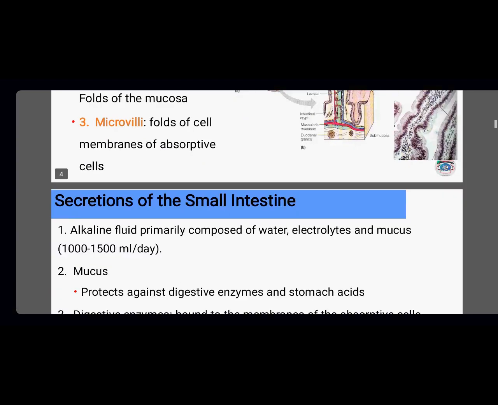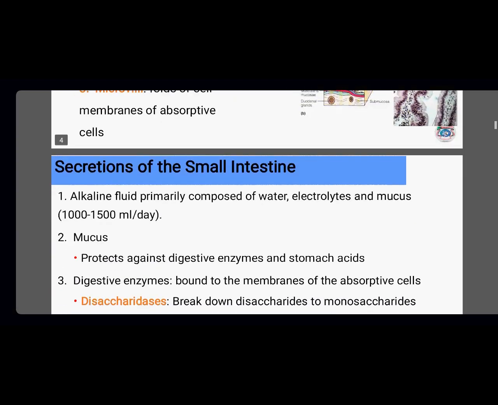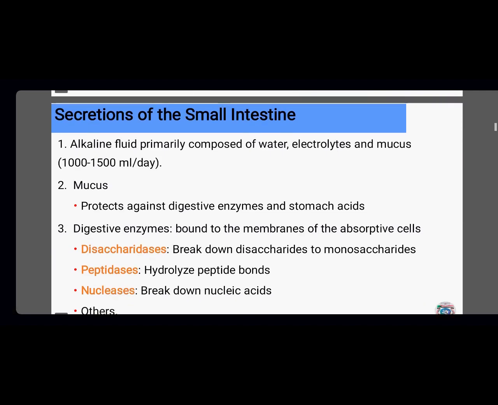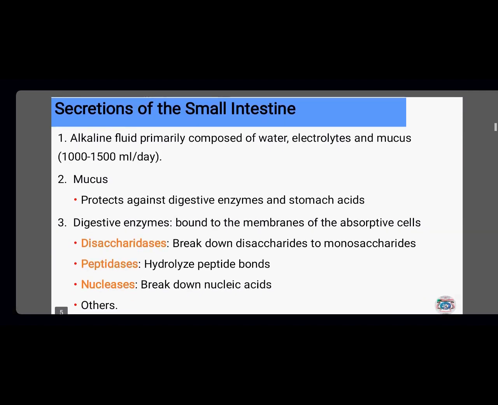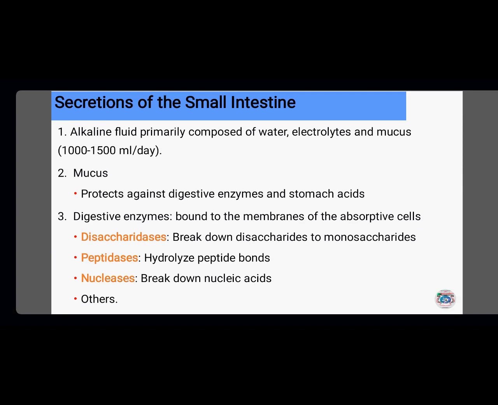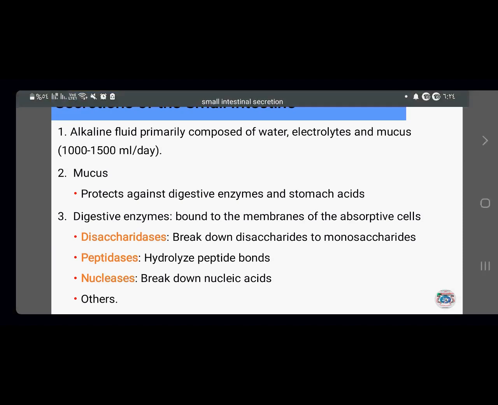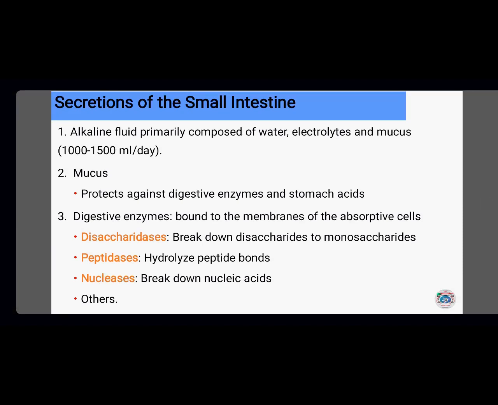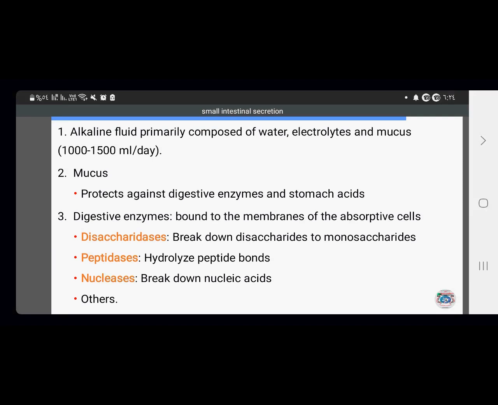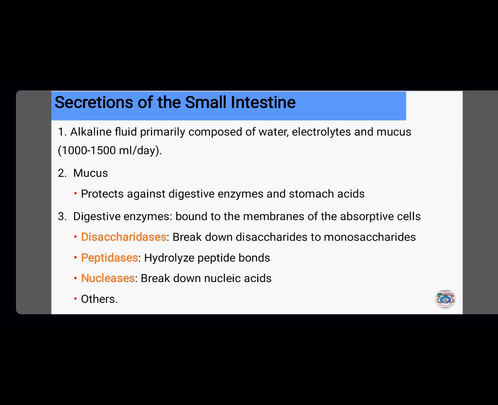Slide 5, secretion of the small intestine. The secretion of the small intestine is composed of 3 main substances. Number 1, alkaline fluid, primarily composed of water, electrolytes, and mucus. The volume of fluid is about 1 to 1.5 liters per day.